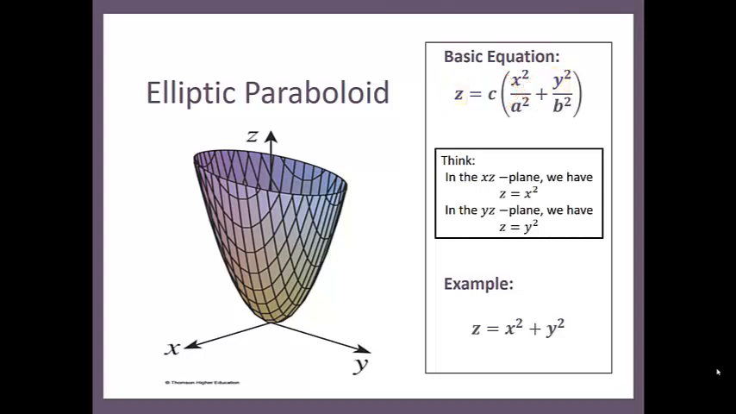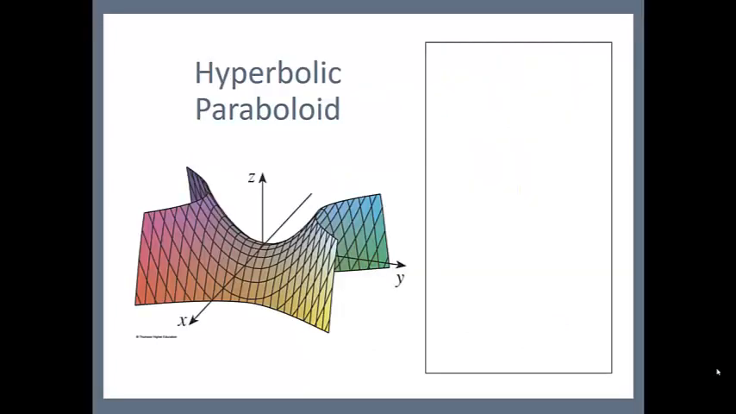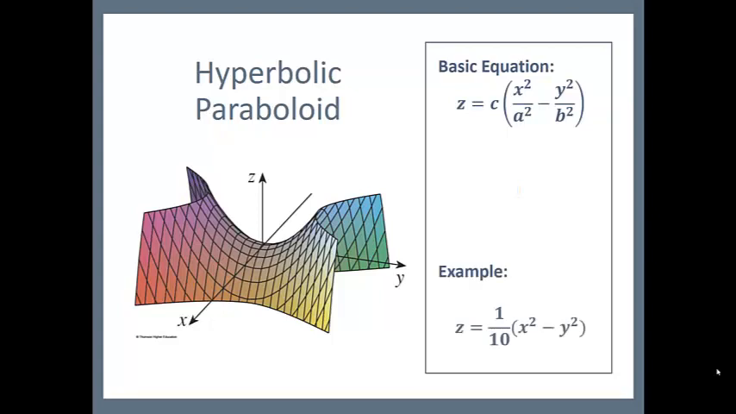And let's compare that with what happens in the next example, our hyperbolic paraboloid. So the basic equation for a hyperbolic paraboloid is z equals c times x squared over a squared minus y squared over b squared. So a basic example might be z equals 1/10 x squared minus y squared. All right, so let's use that same logic that we had in the last example.